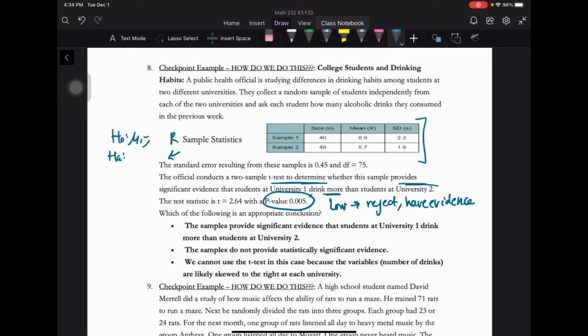So we would say the average difference is equal to 0, and then we would say mu 1 minus mu 2 is greater than 0. We can ignore this part right here about not being statistically significant because our p-value is small. Now this part right here says we can't use a t-test because the variables are likely skewed to the right. Well, our sample sizes are large. 40 and 49 are both greater than or equal to 30, so this statement is invalid, which means we're good to go and we do have evidence.